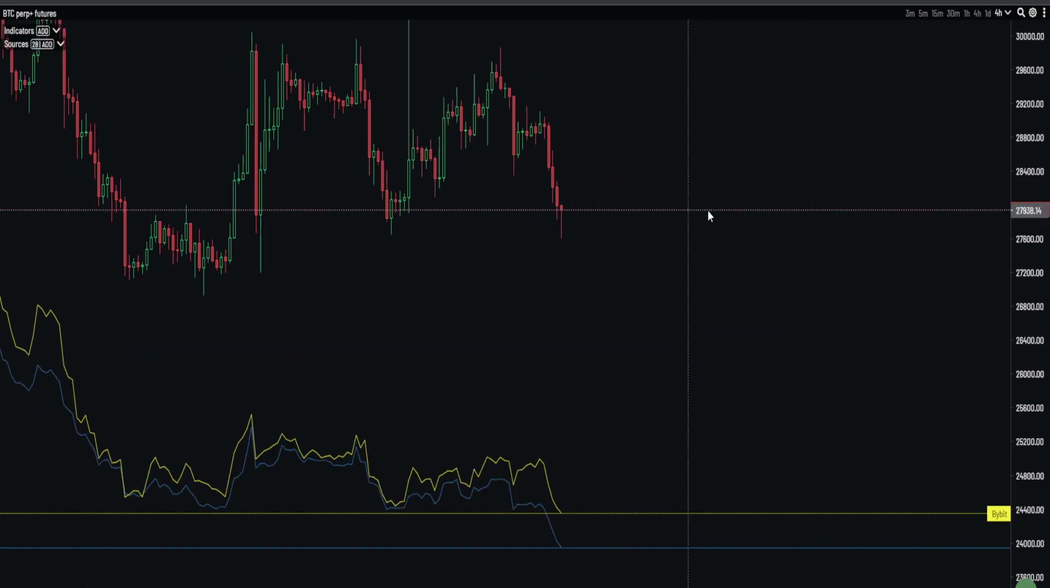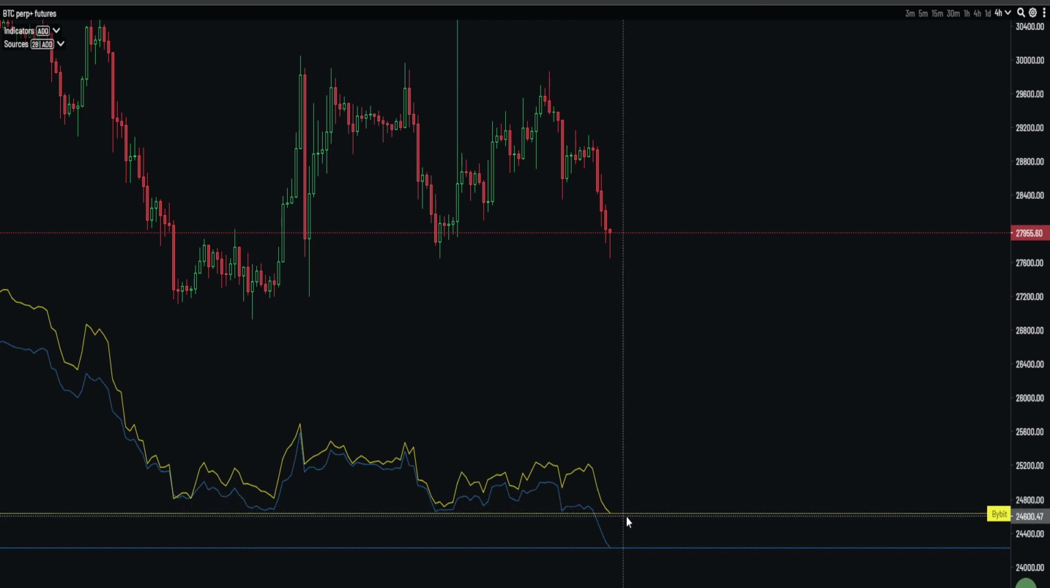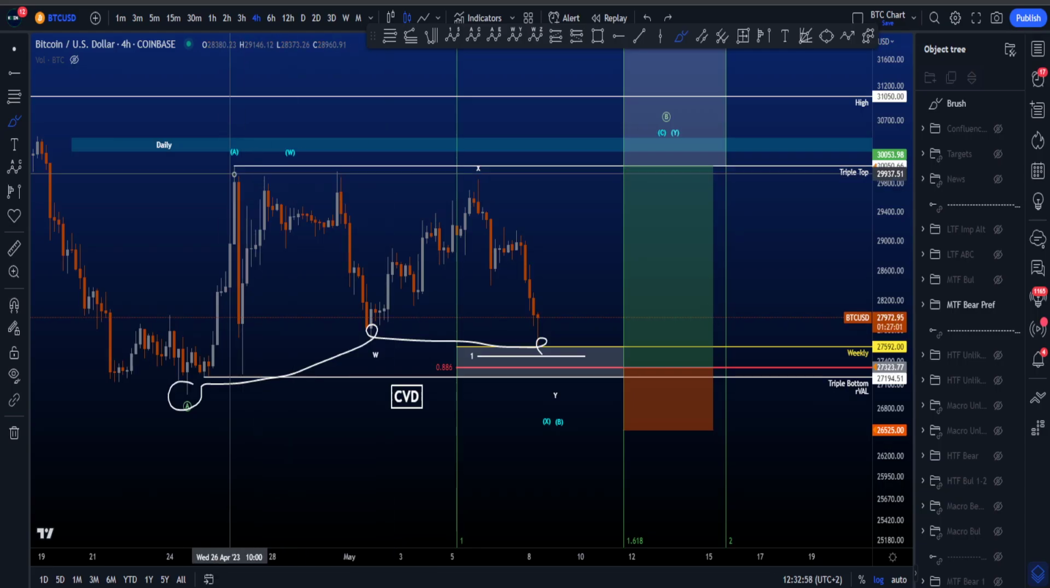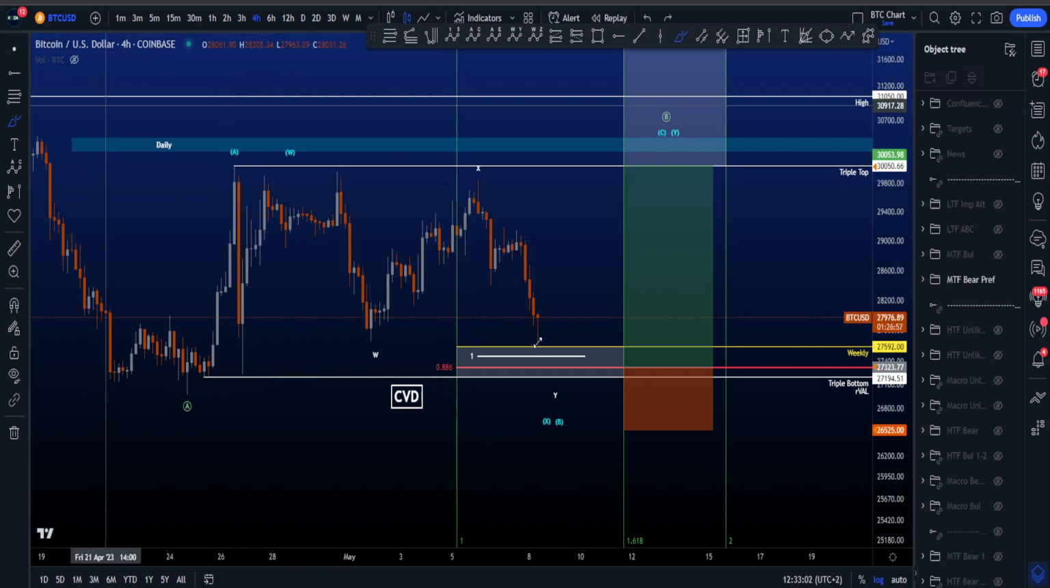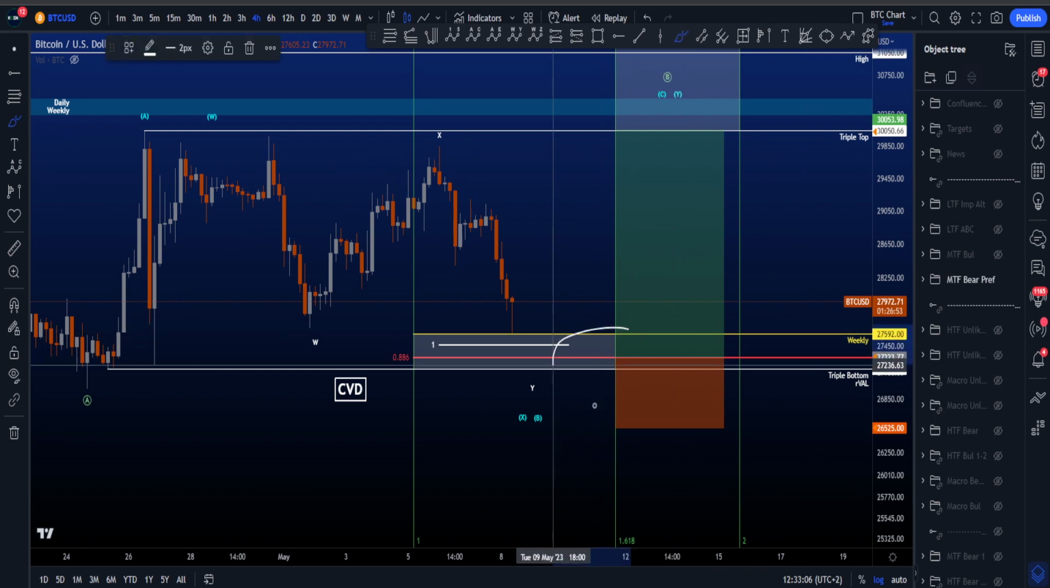If I zoom out, you can clearly see we have a low over here. Price is making higher lows twice, this one and this one, but on the CVD chart it is creating lower lows. So higher lows on price, lower lows on the CVD chart, which is a bullish divergence, and the target for this bullish divergence is the high over here at about 30k. So that is definitely something to take into account for this potential long scenario.